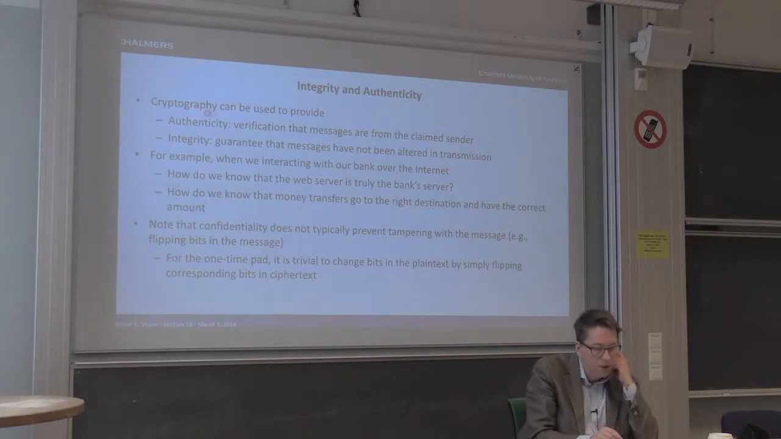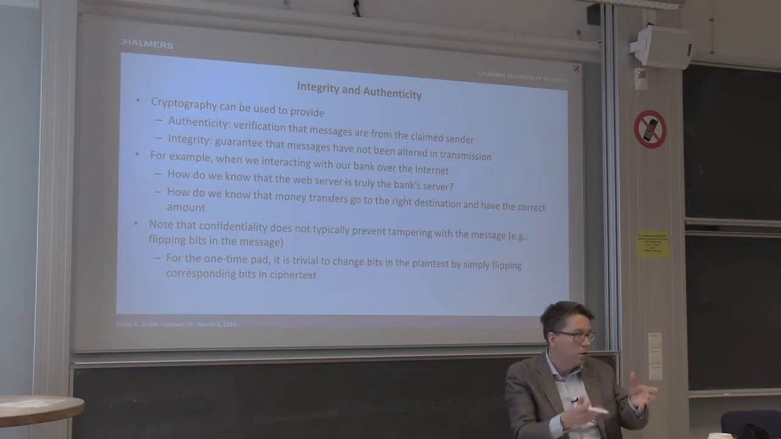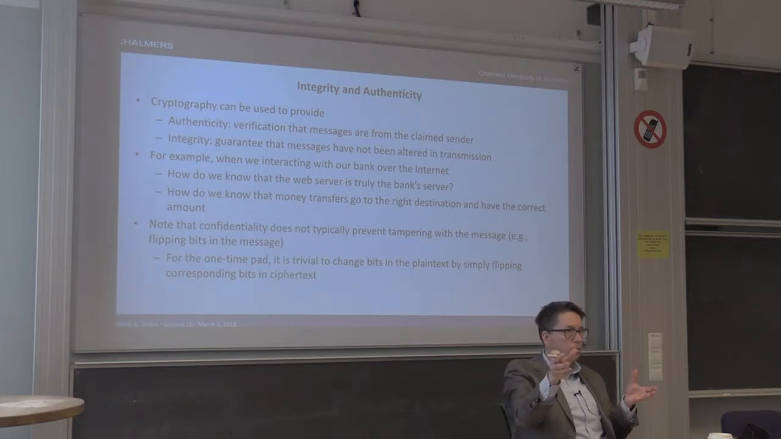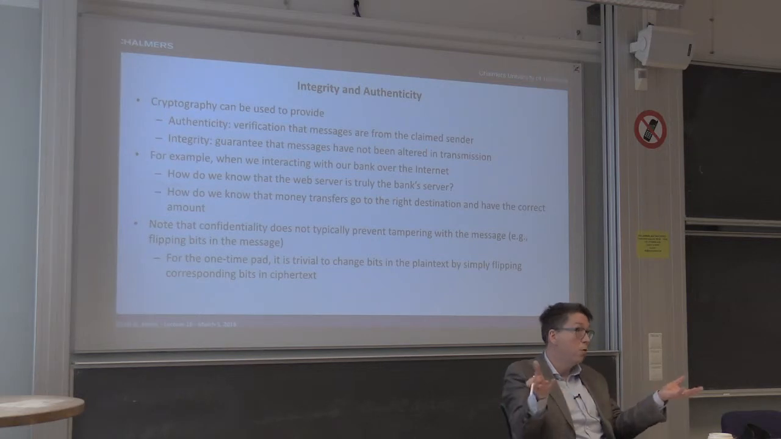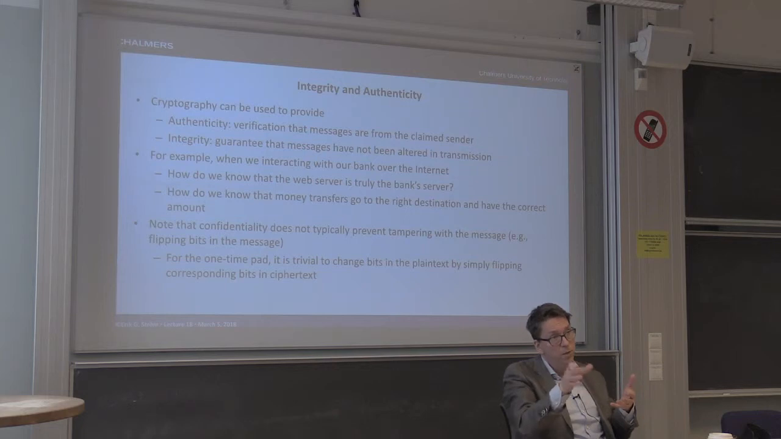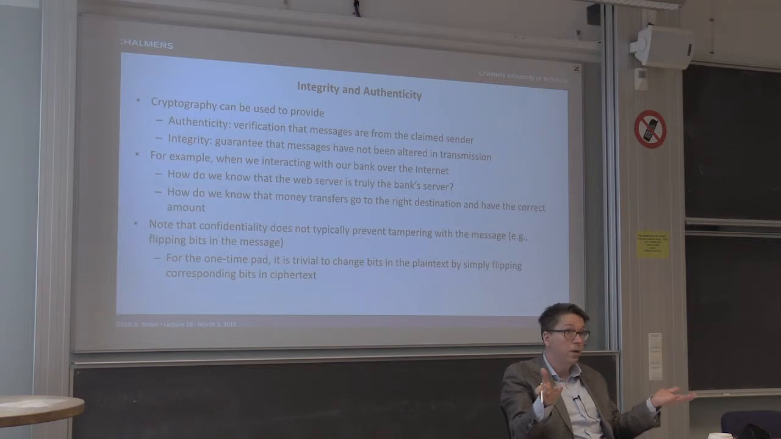Well, cryptography can be used to provide authenticity. Authenticity is that we can verify that a message is from the claimed sender. So if I get a message and it says, okay, this message is from Alice, how do I know that this is from Alice? I just got it in my mailbox. I have no idea. So I need to have a method for checking that this message, which has been signed by Alice, is actually signed by Alice and not by somebody else. Okay, so that's authenticity.